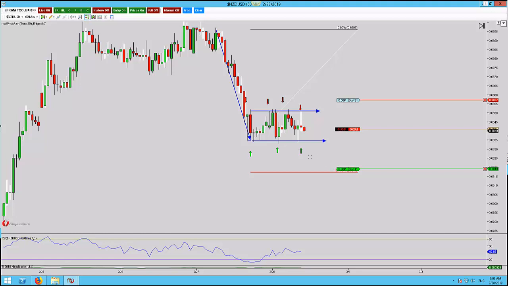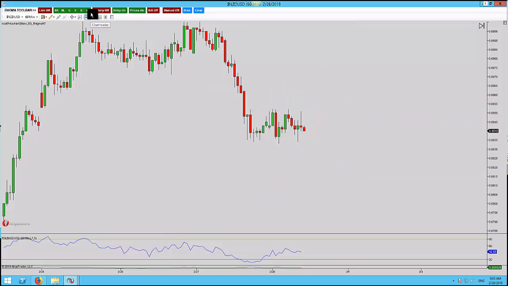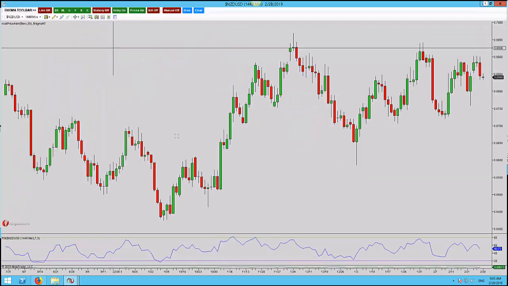We're here on the New Zealand dollar. This is the 60-minute time frame, and we have a low and tight flag that's set up. You can also see this on the 15, and what I want to do is just run through the analysis for this actual trade. So let's go to the higher time frame and take a look at this.